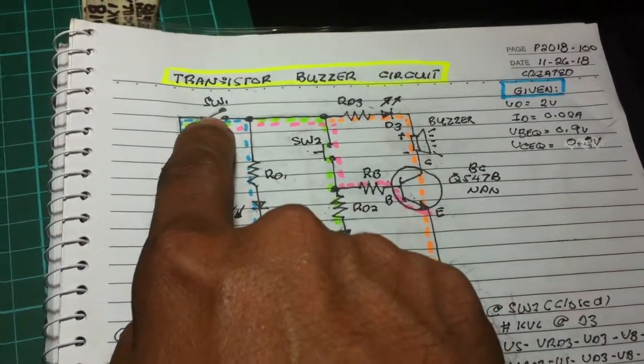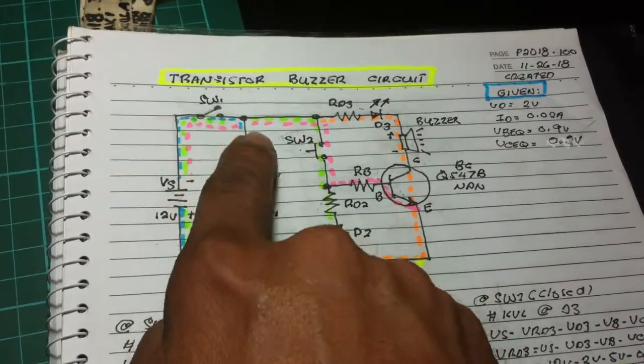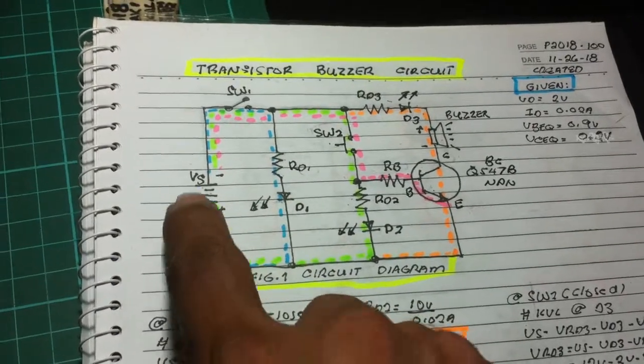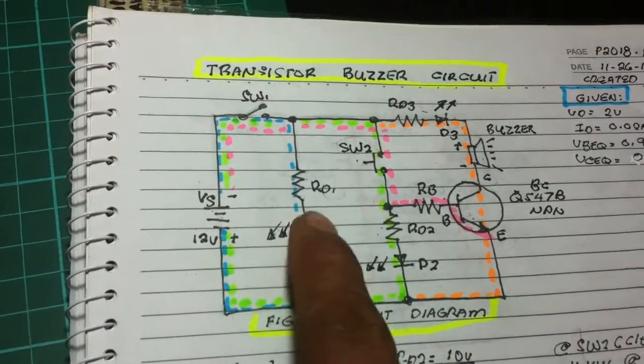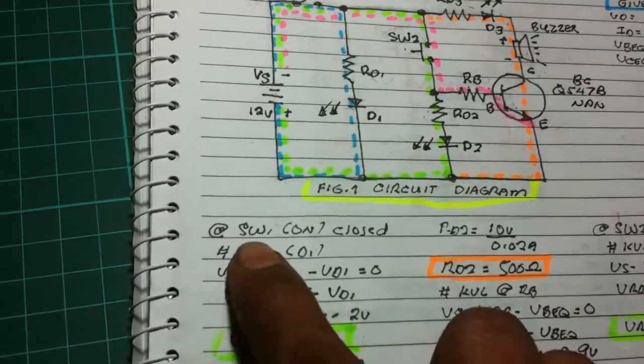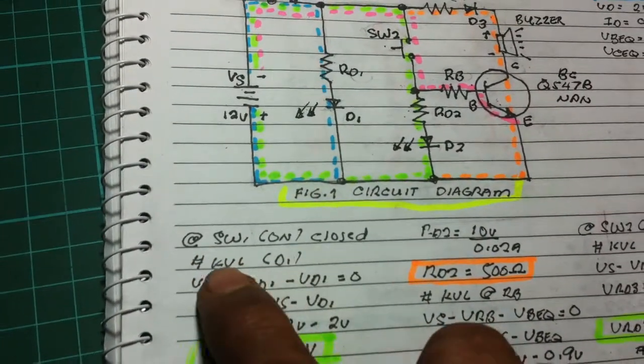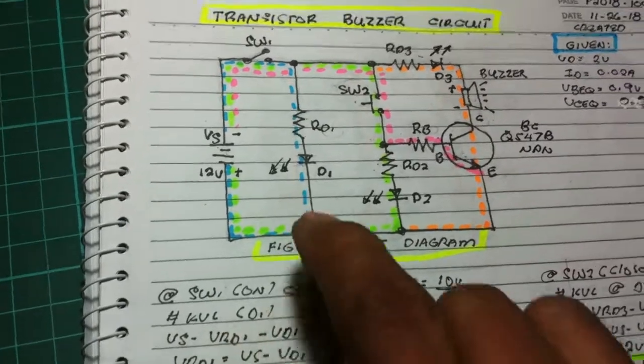So when you close the switch, KVL, at the blue line, we have this formula. Closing the switch, KVL at D1.